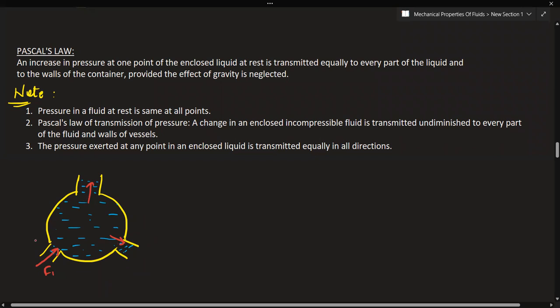So let's say if the area is this, can you tell me what is the pressure over this end? Let's say this is the first end, this is the second end, and this is the third end. What is the pressure in this first end? P1.